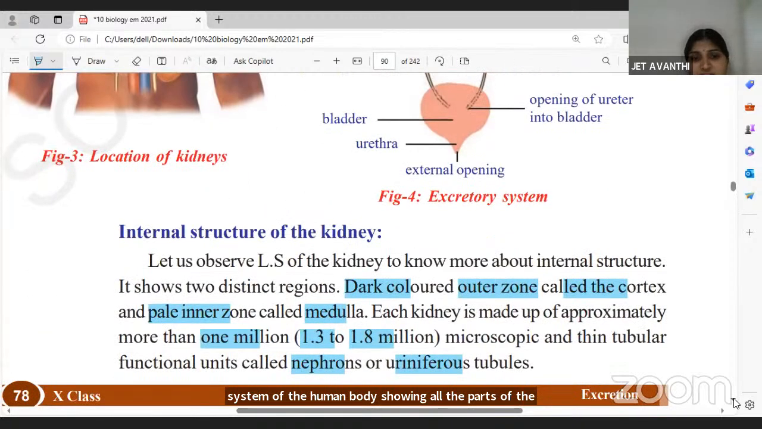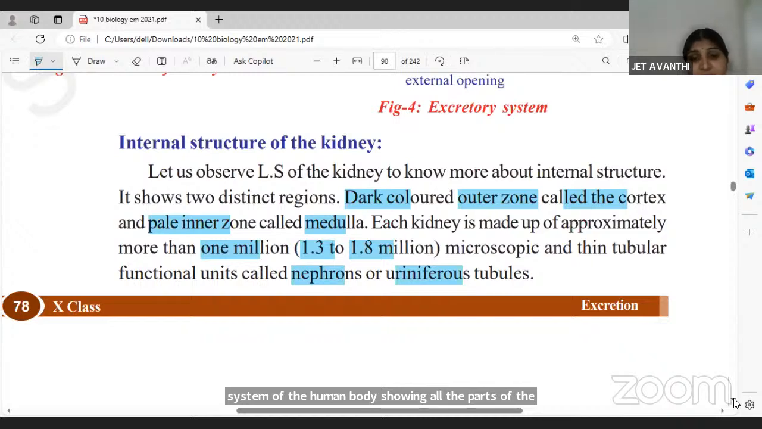And coming to the internal structure of the kidney, in the longitudinal section of the kidney, the outer part is called the cortex and the inner part is called, children, the medulla. And as I told you, each kidney could accommodate some millions of nephrons. The number is 1.3 to 1.8 million nephrons, and these million nephrons are actually microscopic. A human body is able to produce 18 liters of filtrate per day. 18 liters per day. But of that 18 liters, only 1 or 2 liters we are able to excrete from the body.